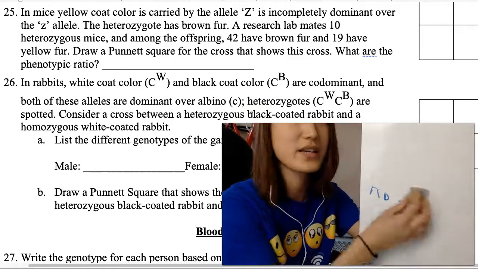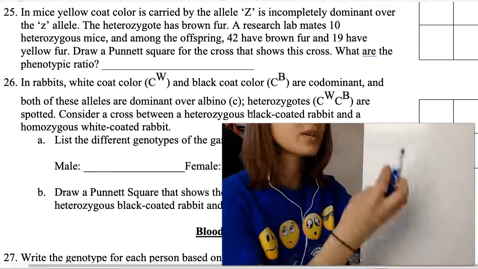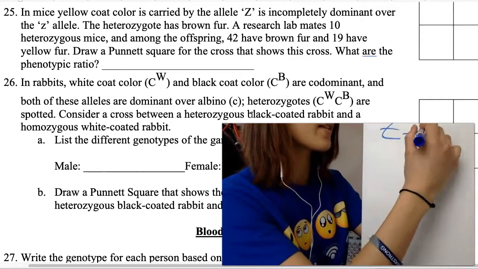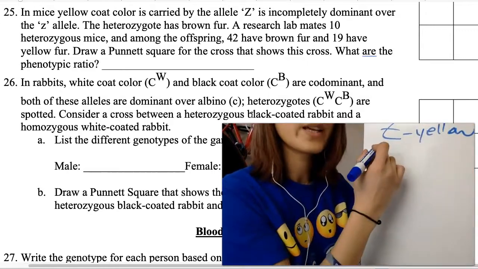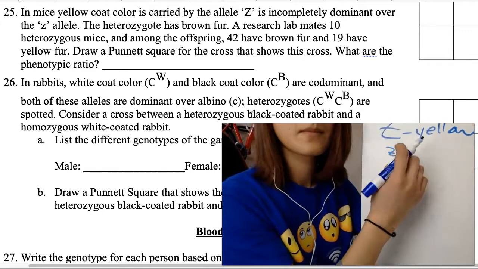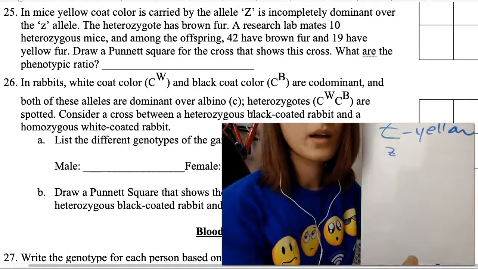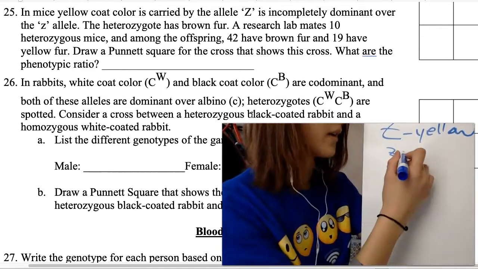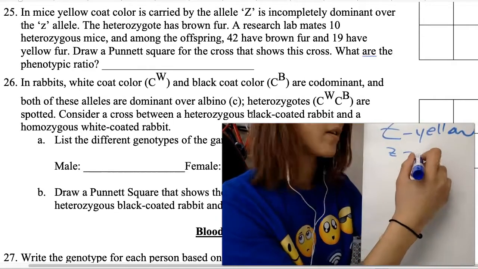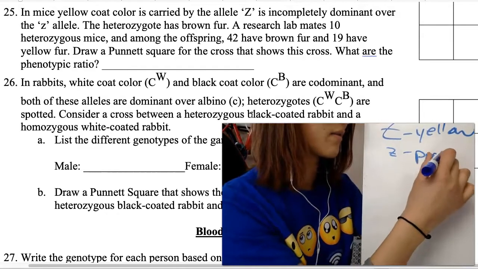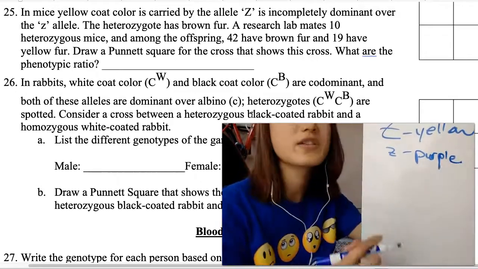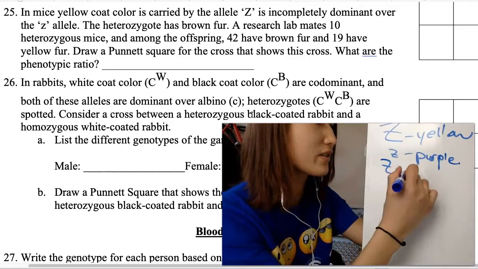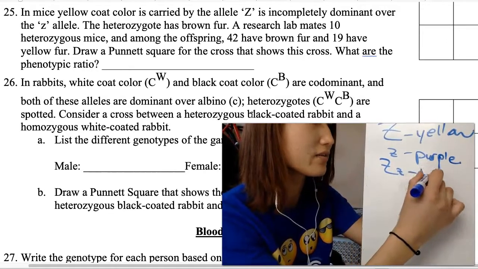Yellow is big Z and is incomplete dominant. So we have big Z as yellow. We have little Z. We don't know what that is. Let's say it's purple. A research lab, and if you have big Z, little Z at the same time, that is brown, right?